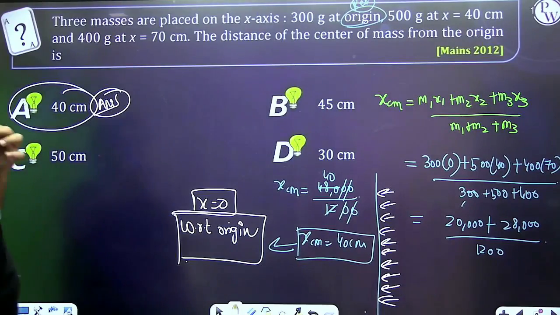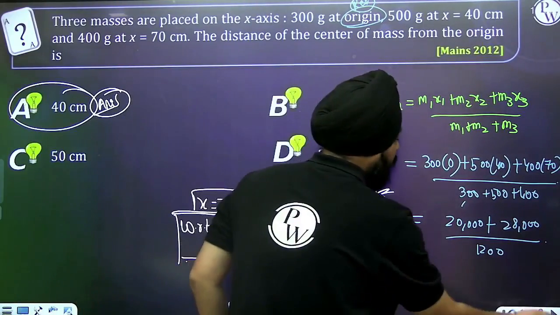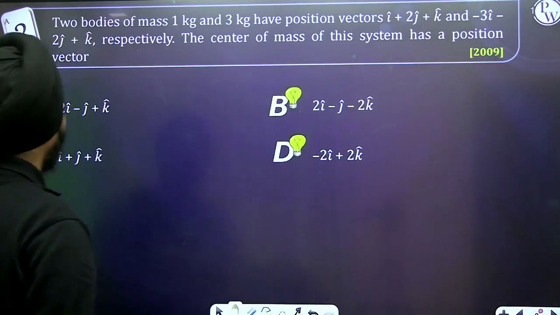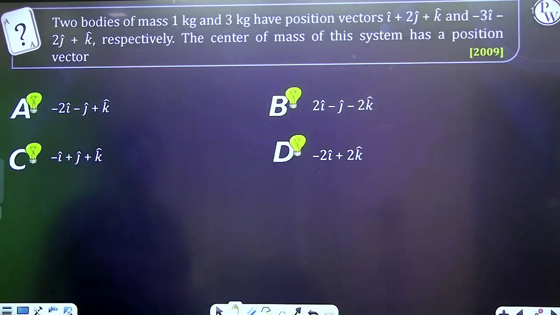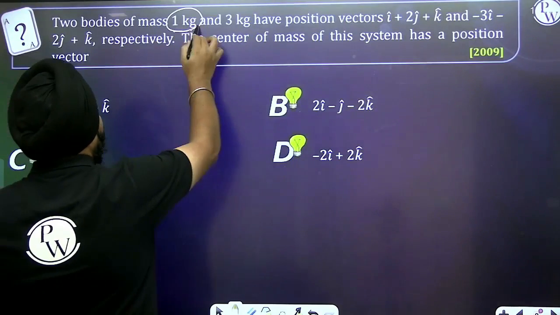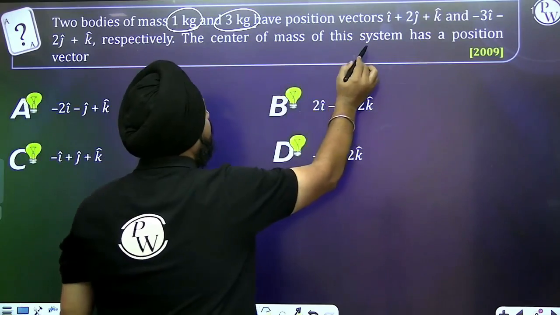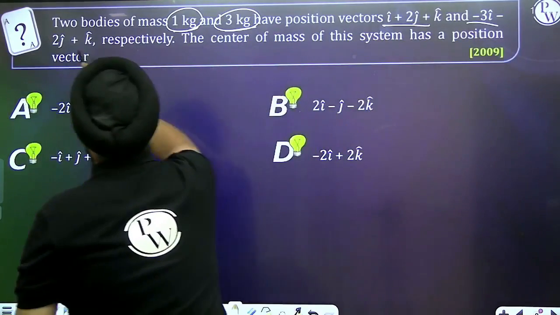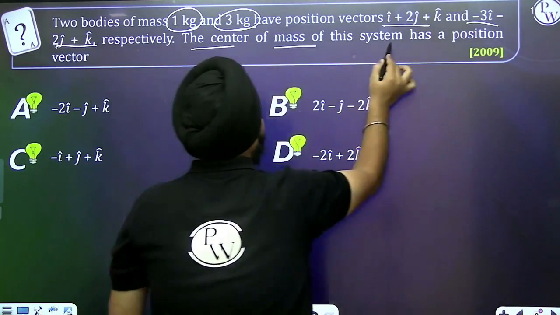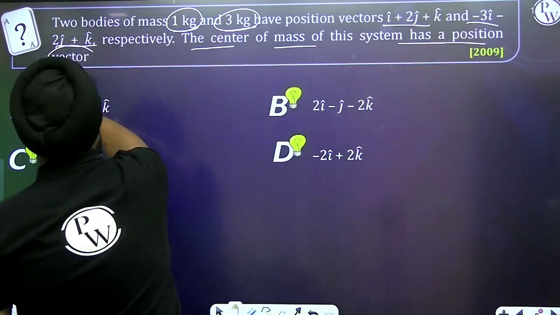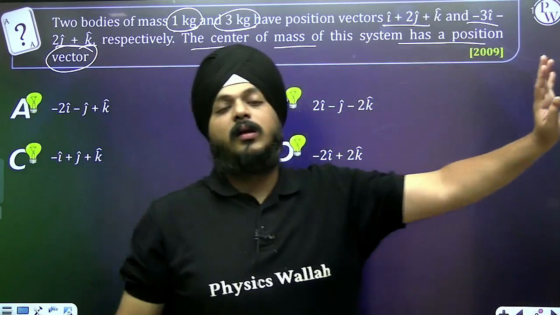Now, let's move on to the next part. Two bodies of mass 1 kg and 3 kg have the position vectors this and this. The center of mass of the system has a position vector. Now see here, vector is involved.